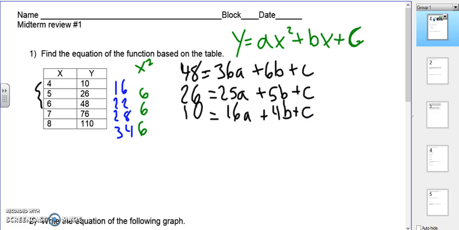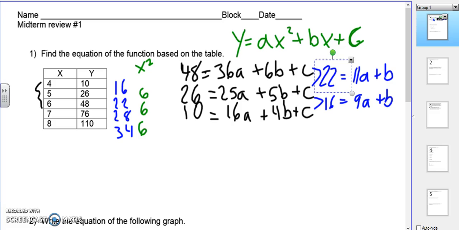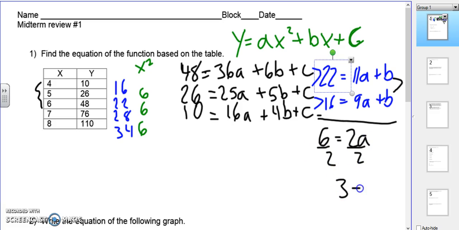All right, so we're going to do our subtracting. So if I subtract these, 48 minus 26 is 22. 36 minus 25 is 11a plus b. All right, and then I'm going to do these two. So we get 16 equals 9a plus b. All right, what's nice is, guess what? The b's can cancel right away. So now all I have to do is subtract those two. So 22 minus 16 is 6. 11 minus 9 is 2a, and then the b's cancel. Divide by 2, a is 3.